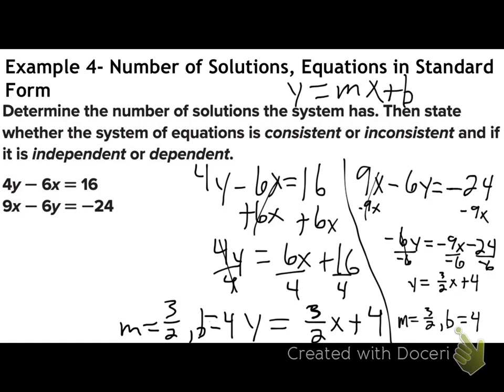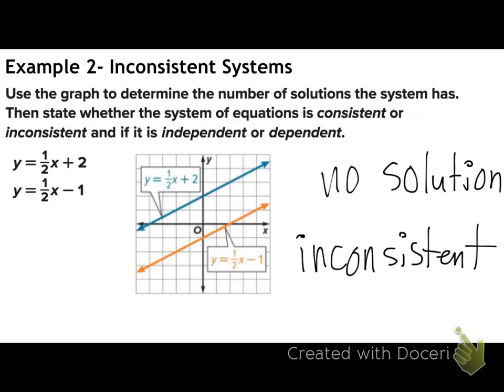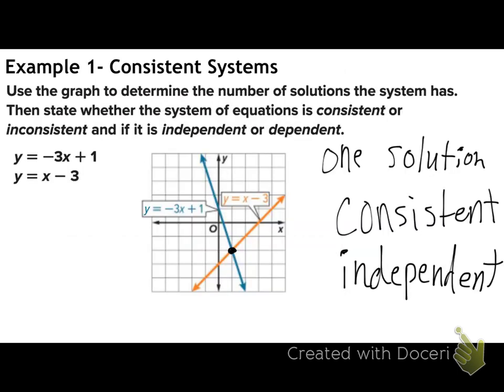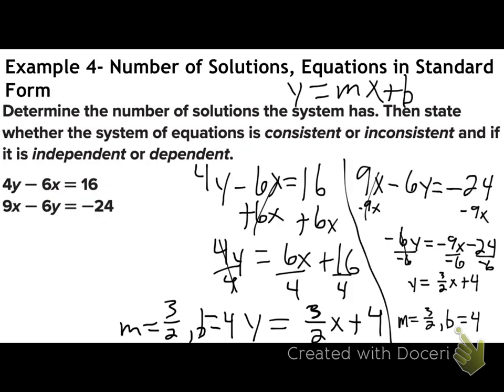How many solutions do we have if they're the same line? The graphs are the same line. How many solutions do we have? Infinite. An infinite number of solutions. We okay with that?